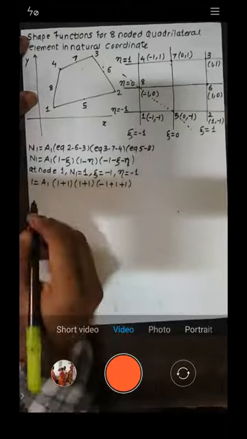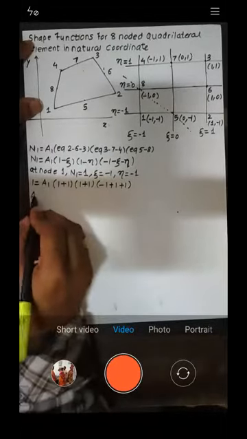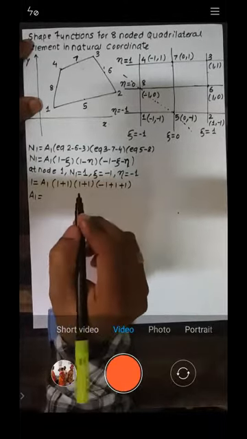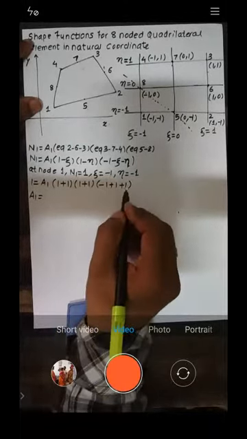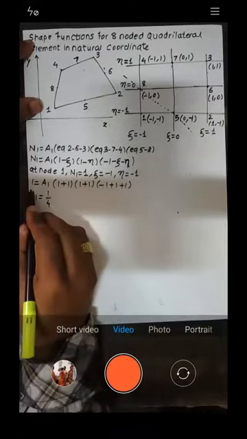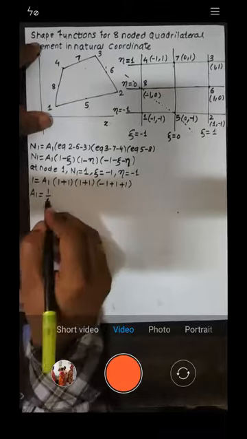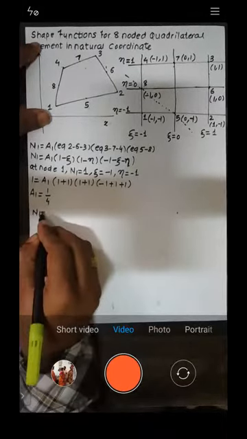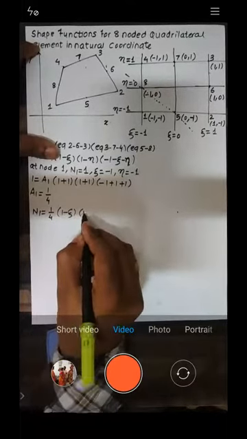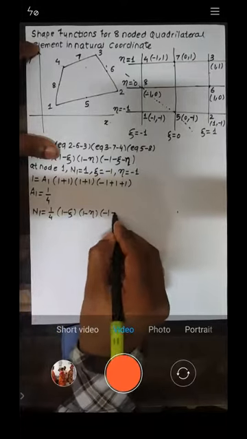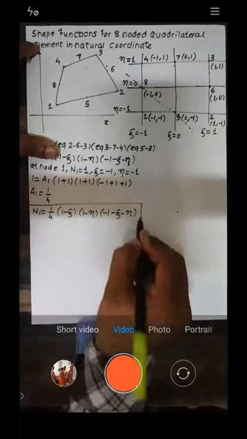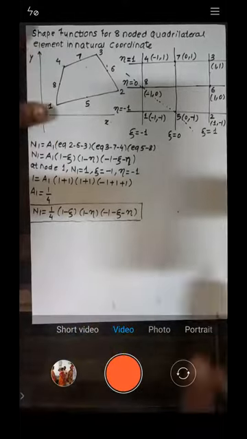So what you will get, you will get its value as a1. This is 1 plus 1 is 2, this is 1 plus 1 is again 2. So 2 into 2 is 4, this gets cancelled. So you will get its value as 1. Is it okay? So from this you can put the value of N1 as 1 by 4 into (1 minus zeta), (1 minus neta), (minus 1 minus zeta minus neta). This is how you will get N1.